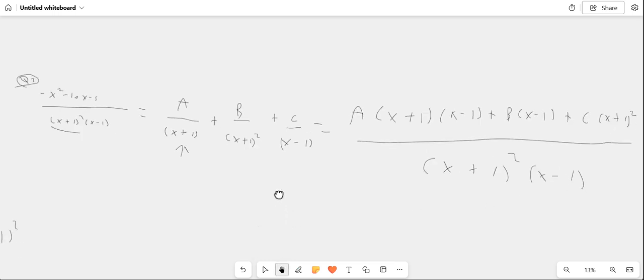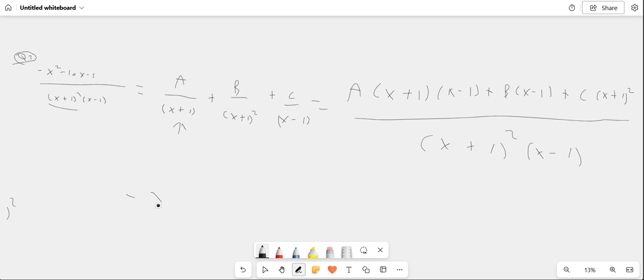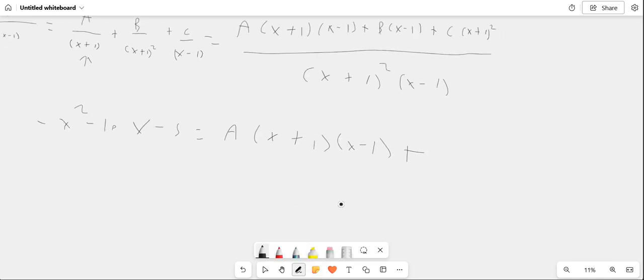Alright, obviously the top is equal to the top, so minus x squared minus 10x minus 5 is equal to a open bracket x plus 1, x minus 1, plus b open bracket x minus 1, plus c open bracket x plus 1, yeah? Squared.